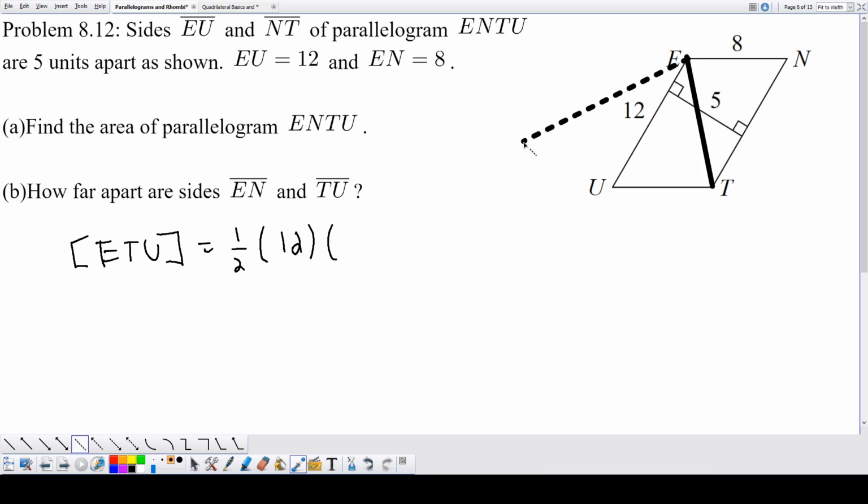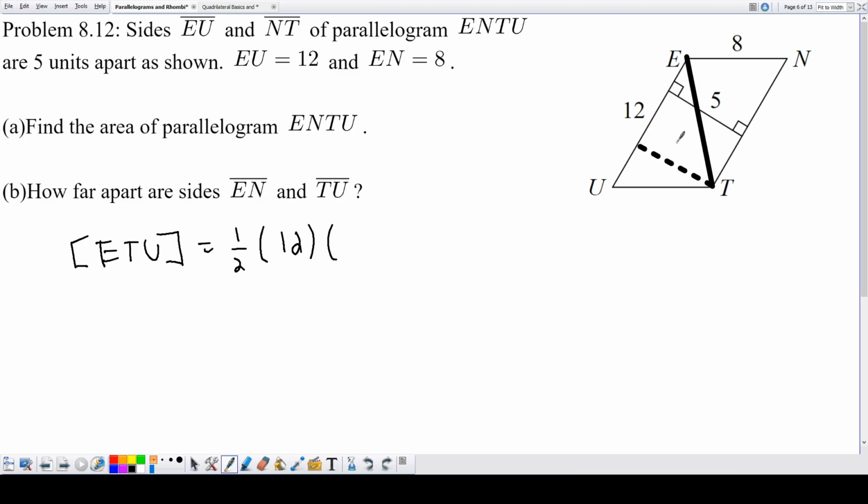Oh, I'm sorry. No, I'm thinking of the wrong triangle. So T would be the vertex, and the distance from T to the base EU is 12. And that length here is 5, because it's the same as the height in the diagram. So we have a 5 here. And we have 1/2 of 12 is 6, times 5 is 30.